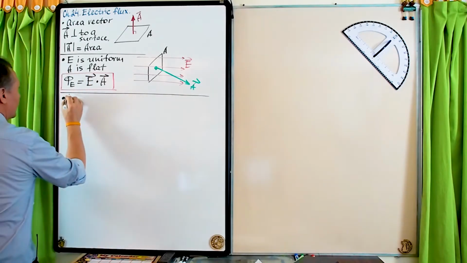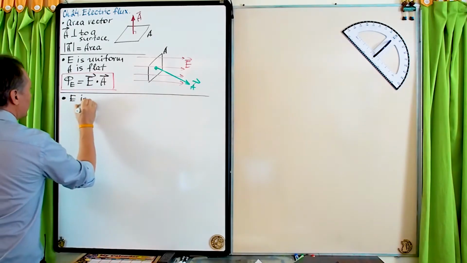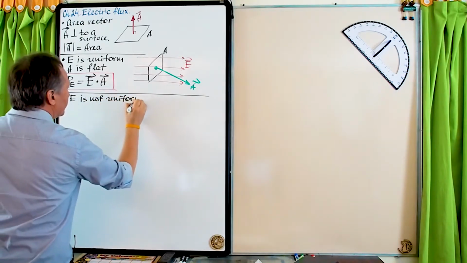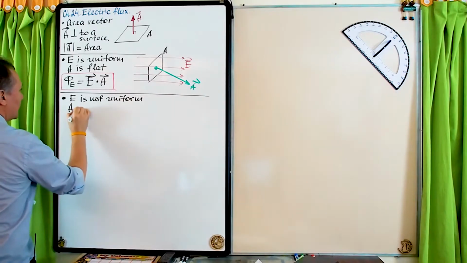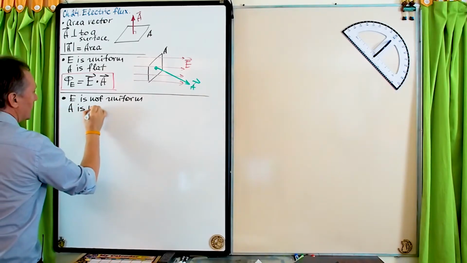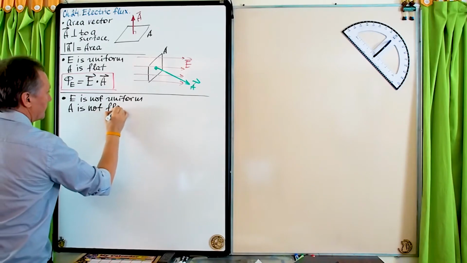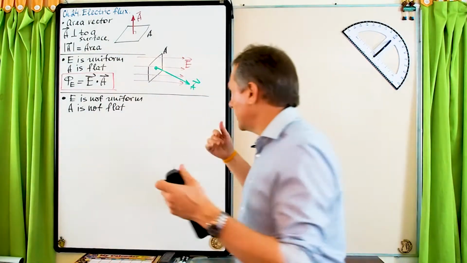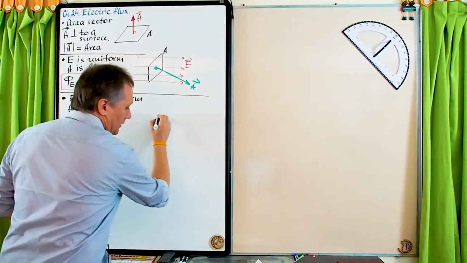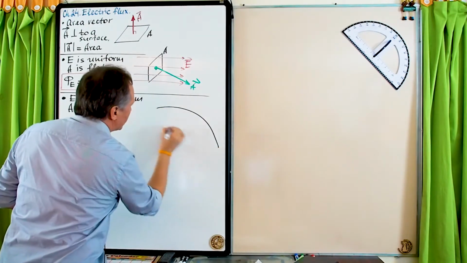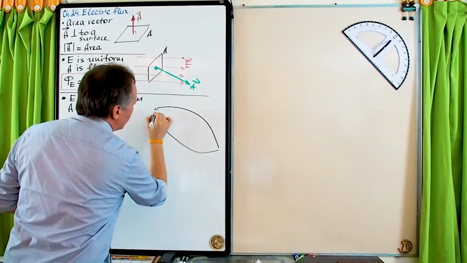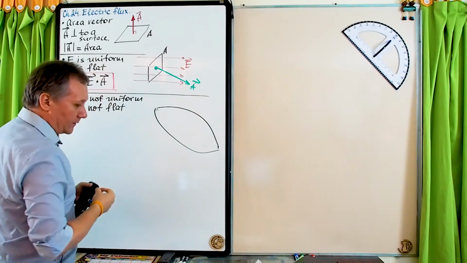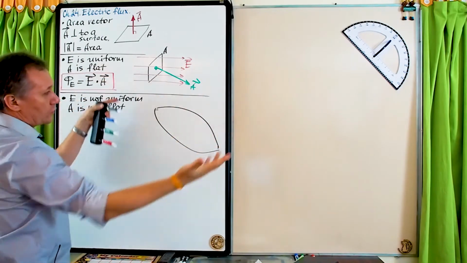All right, so what if now E is not uniform and the area is not flat? Okay, let me draw some arbitrary situation. Let's say this is my surface, kind of complicated, and the electric field is also not uniform.